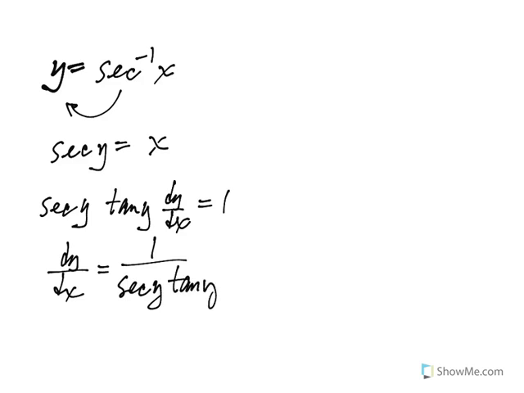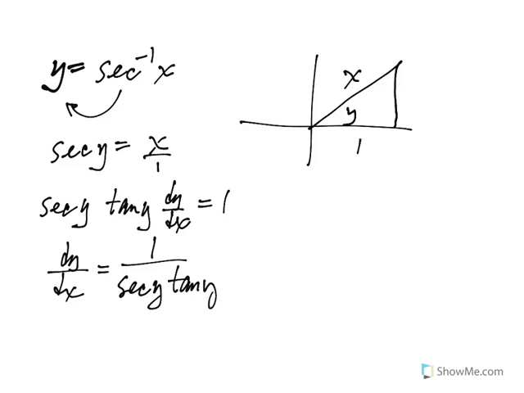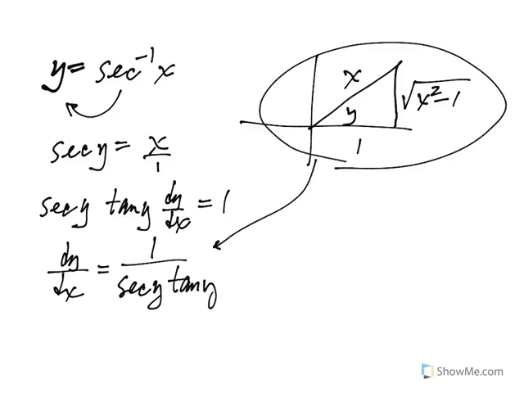All right, and again, if I look at this, this is the secant of y. Here is my angle y, if I create a right triangle. Secant is hypotenuse over adjacent, so this is x over 1. Using the Pythagorean theorem, this turns out to be the square root of x squared minus 1. And then if I use this triangle to substitute into this expression here, I get 1 over the secant of y, which is hypotenuse over adjacent, times the tangent of y, which is opposite over adjacent.